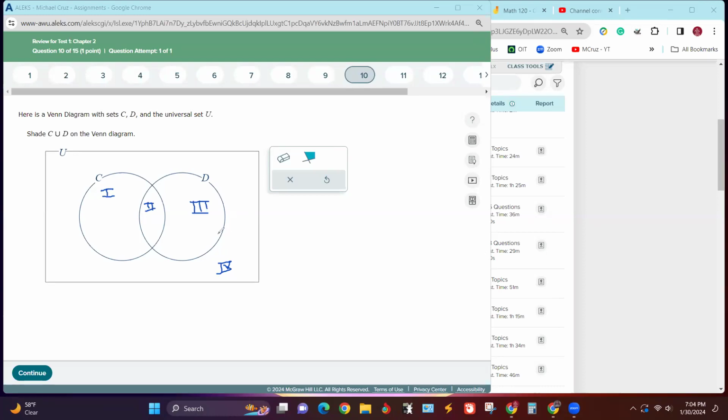Now, this one is fairly simple though. So which regions represent C union D? 1, 2, and 3. This is C only, this is D only, and this is C and D. So C union D is all 3. So there are the ones that we shade.